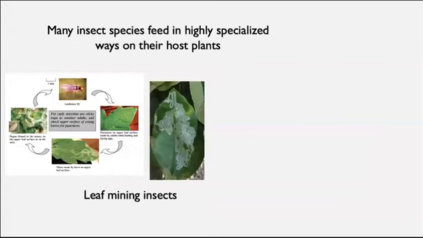I wanted to also briefly mention that not all insects feed by chewing parts of the leaves or by sucking. Some insects have weird specialized ways of feeding on their host plants, like leaf miner insects. These are very distinct insect species that create these pretty weird little squiggly lines on leaves.